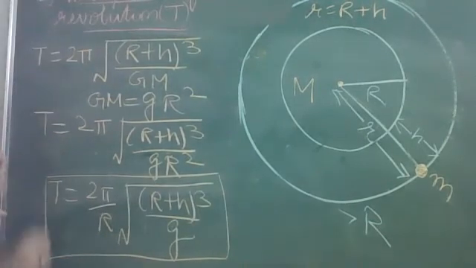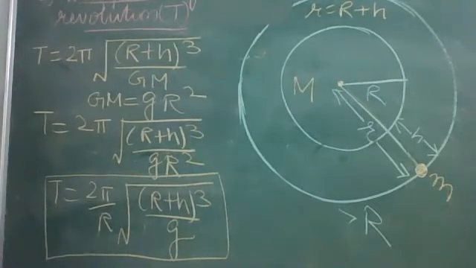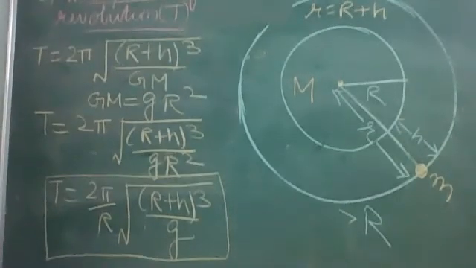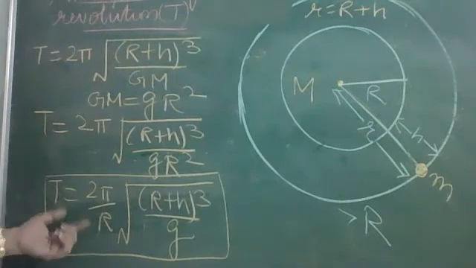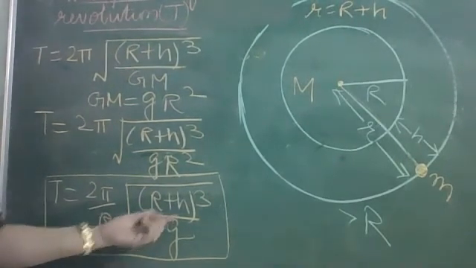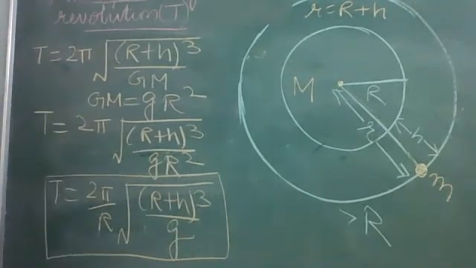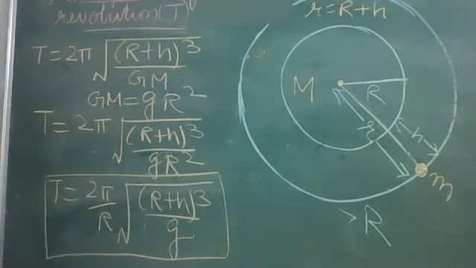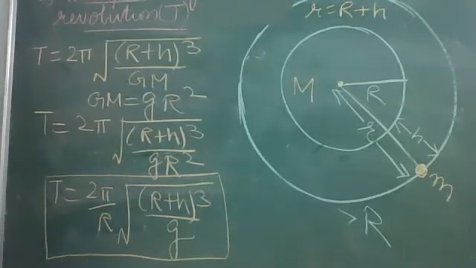In this form, we want the expression for time period of revolution of a satellite. So learn this expression. You have to learn this. Time period of satellite will be 2 pi by r under the root r plus h cube over g. This is the desired expression. I hope this second part is also clear to you. Time period of revolution of a satellite around the Earth.